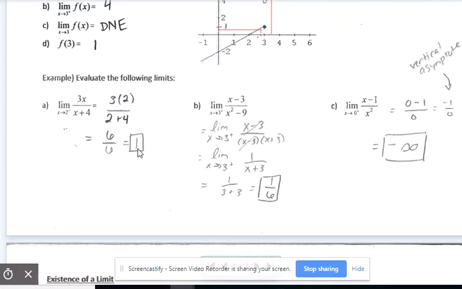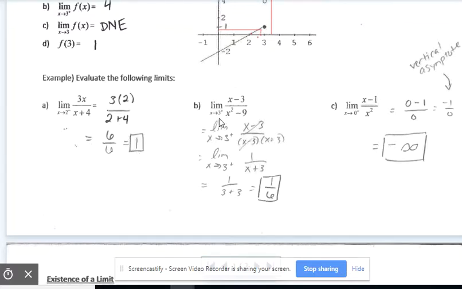So since the limit exists at 2, that means the left limit also has to be the same thing. So the left and right limit both have to be 1 in order for this limit to exist. So that means all we have to do is plug in 2 here, and we find the left limit.